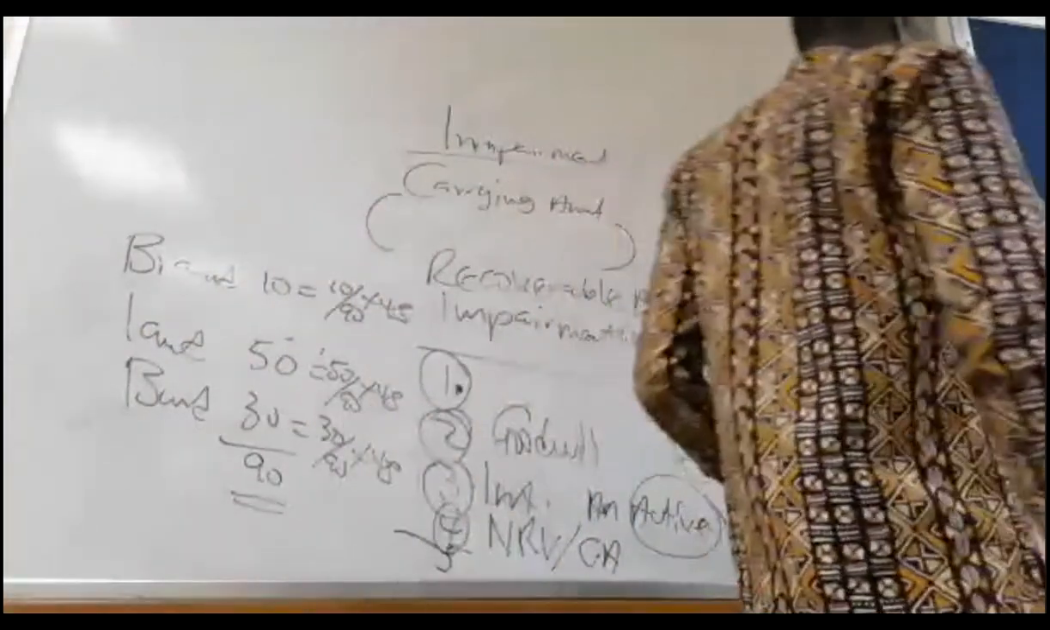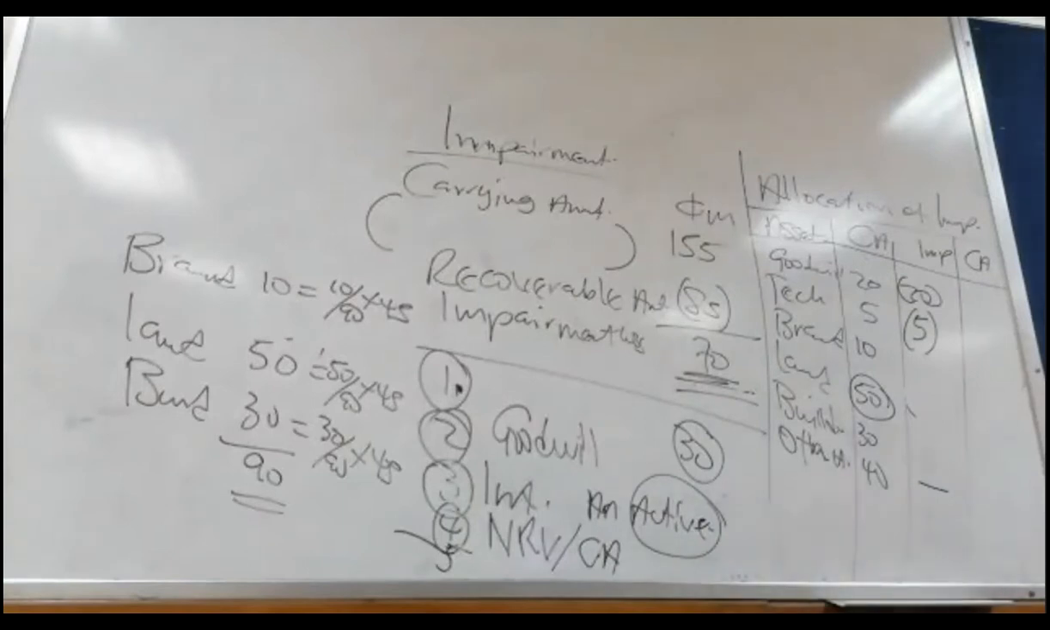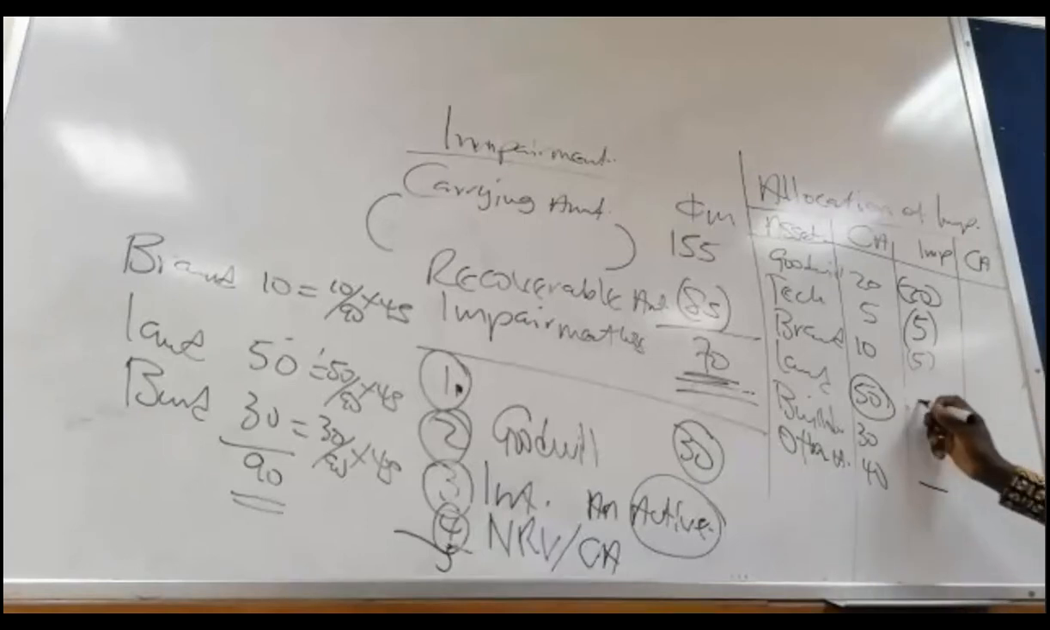So let's put it in. For brand, 10 out of 90 gives us 1/9, and 45 divided by 9 gives us 5. So brand is 5. If brand is 5, then land must be 25, and if land is 25, then building must be 15. It's a coincidence that we are taking half.